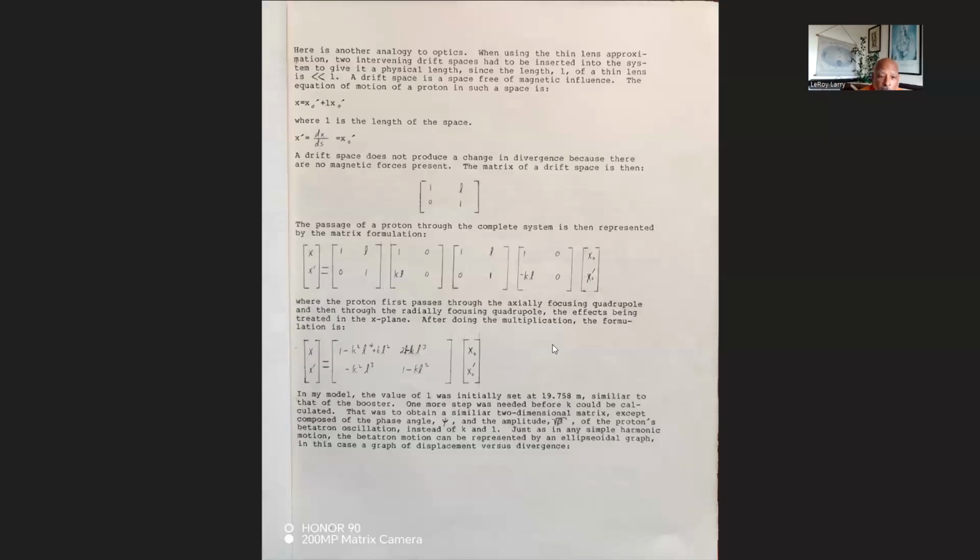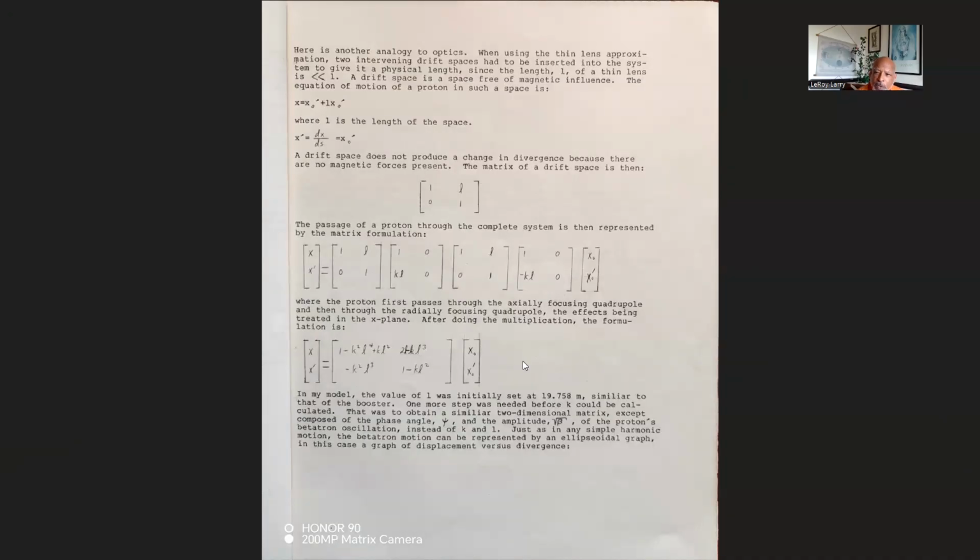So what we're going to do right now, we're going to do the same thing. This 2x2 matrix that represents the quadrupole, thin lens approximation, force constant K, L being the length of the quadrupole, okay? Which if you remember, the length was expressed as 19.758 meters, okay? All right.